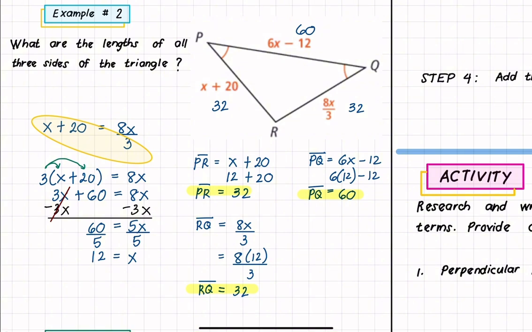Again, class, just a quick review. Since angle P and angle Q are congruent, the sides opposite of them are also congruent. So that's why if this is 32 units, this is also 32 units.